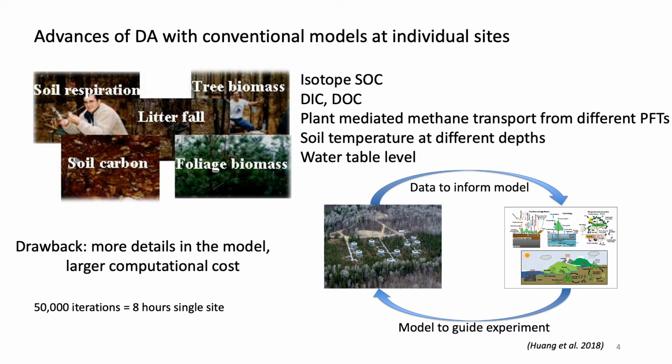There's an obvious drawback of using the conventional model in data model fusion because more details in the model equals a larger computational cost. With TECO 2.3 data assimilation mode, running a full iteration of data model fusion to get a stable chain will require about 8 hours on a single site.